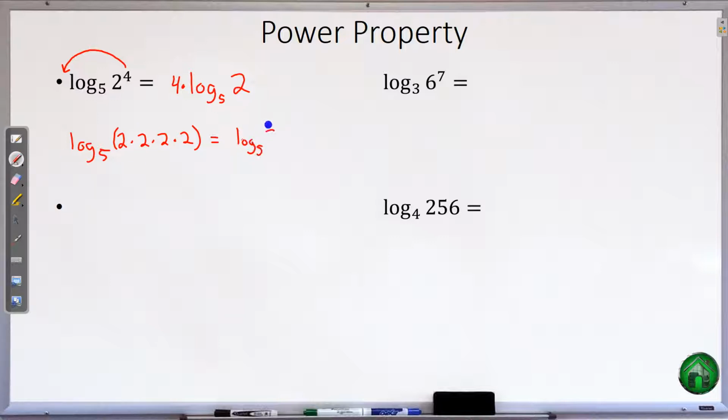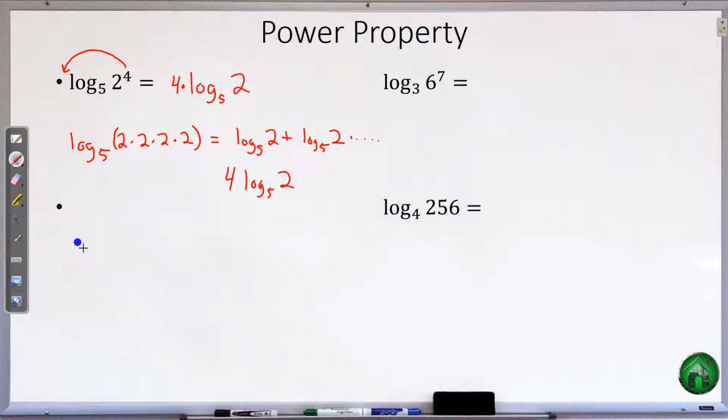Log base 5 of 2 plus another log base 5 of 2. I'm going to have 4 of those, 1, 2, 3, 4. And if they're adding, you can combine them all and have 4 of them total of log base 5 of 2.